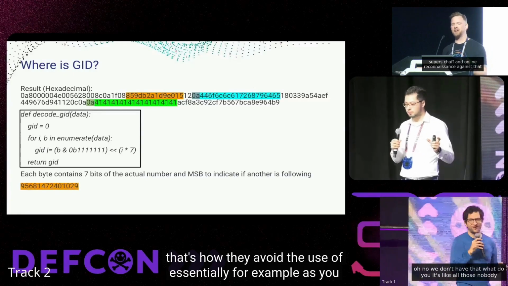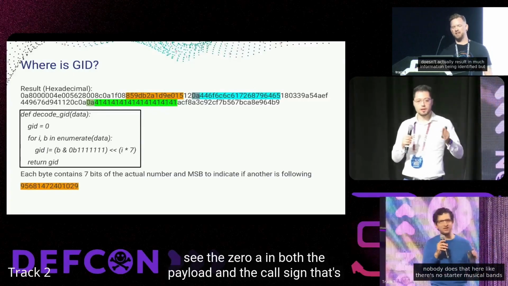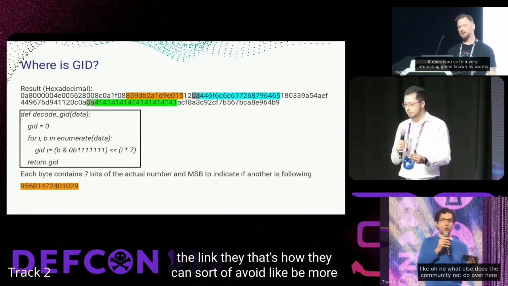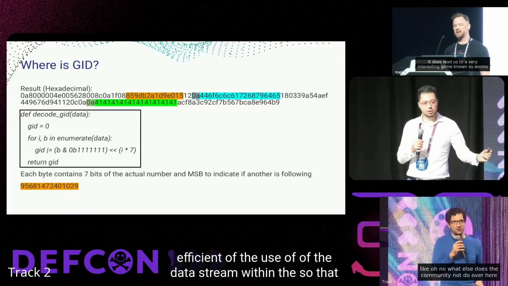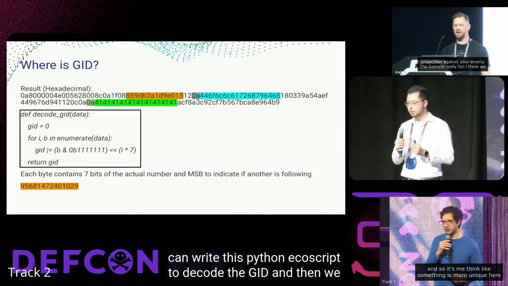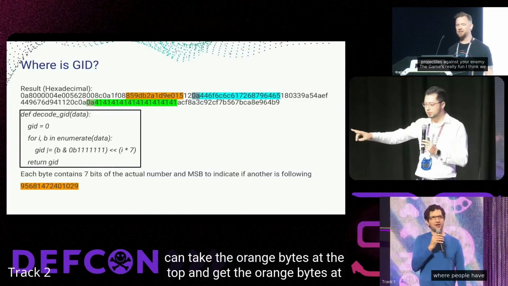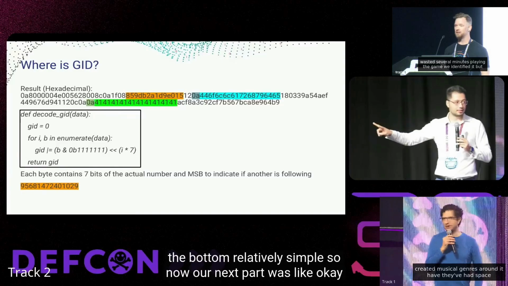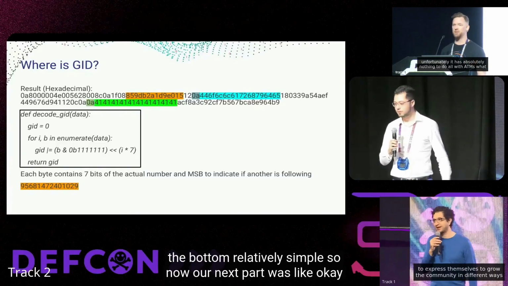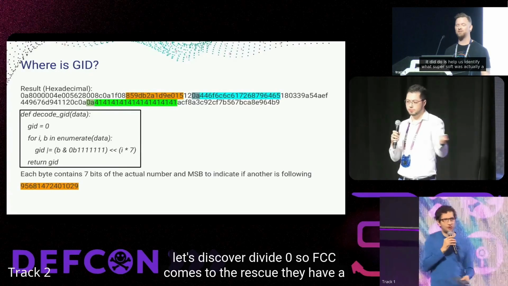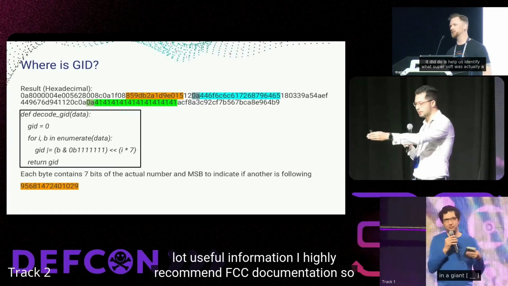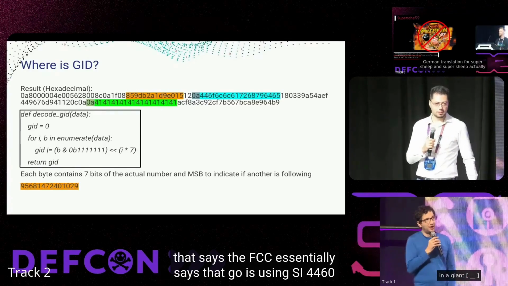It is encoded in a very special way. First, the 7 bits contain the actual number, and then the most significant bit indicates whether another byte is following. So that's how they avoid, for example, as you can see, the 0A in both the payload and the call sign, that's the length. That's how they can be more efficient in the use of the data stream within the radio. So that's simple enough. We can write this Python script to decode the GID, and then we can take the orange bytes at the top and get the orange bytes at the bottom.